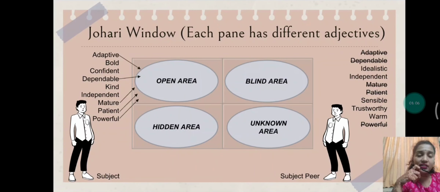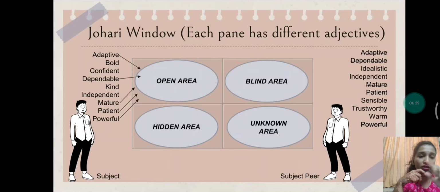Moving ahead with the first one, as you can see, we started with the things that are the same between the subject, what he perceives about his own attributes, and what the peers also think that the subject has.